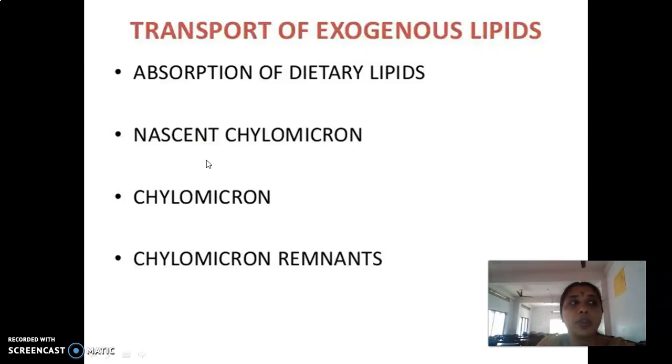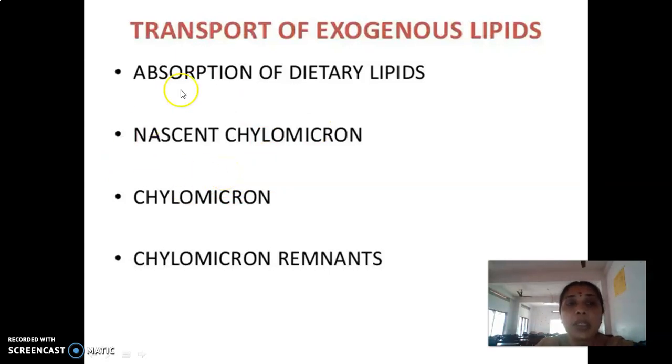So nascent chylomicrons will be having only ApoB48 and ApoA. ApoA also will be there. Now C and E are derived from the HDL molecule. So during the absorption of the dietary lipids, when the chylomicrons are formed, the first protein, of course, will be ApoB48. ApoB48 will always be followed by ApoA, the integral protein.